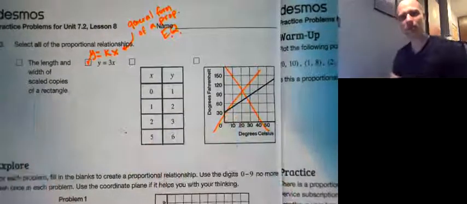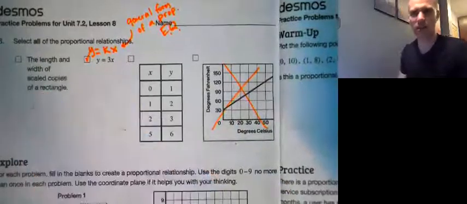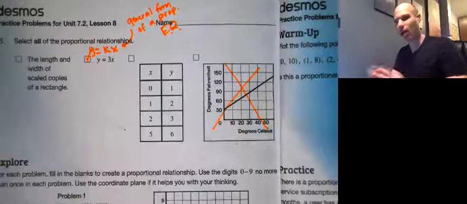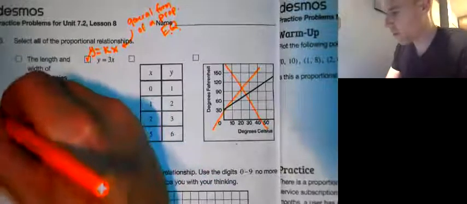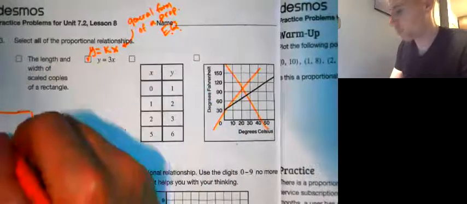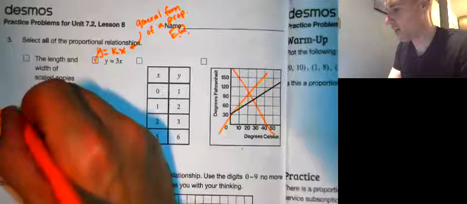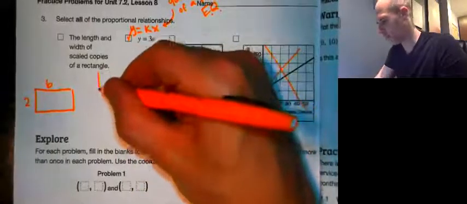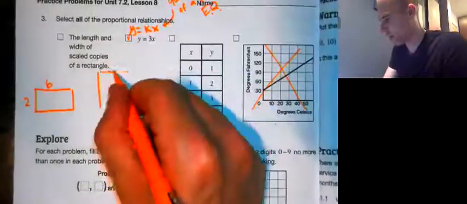All right, so let's look at the last two. This one, in my opinion, is the hardest one to understand what they're saying. The length and width of scaled copies of a rectangle. So let me draw two scaled copies of a rectangle real quick. Let's say this rectangle is 2 and 6, and then I decide to make one that's 2 times bigger. And so it's 4 and 12.